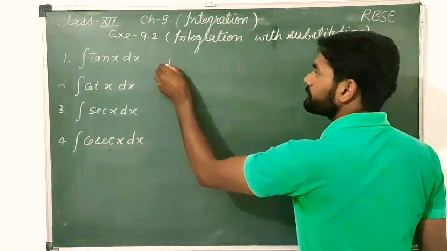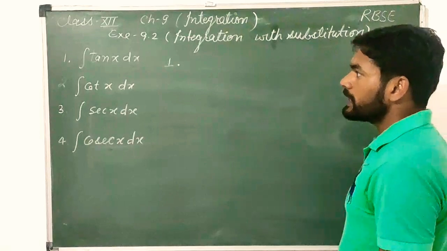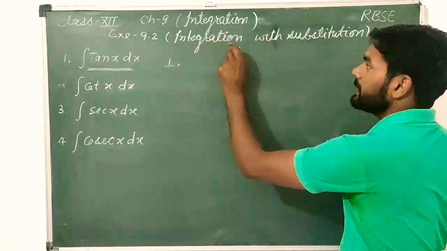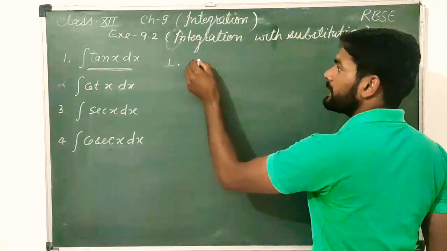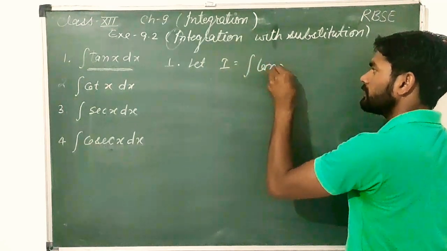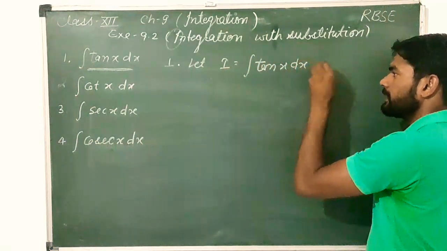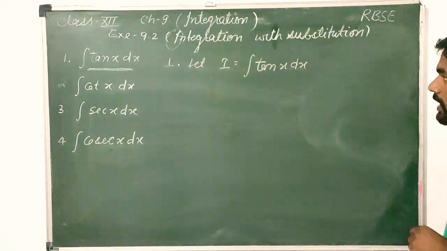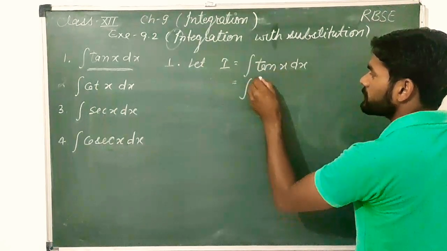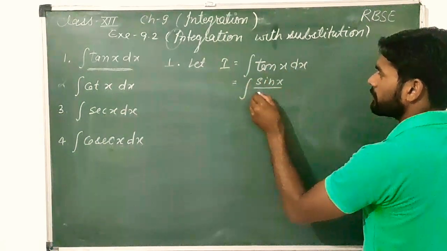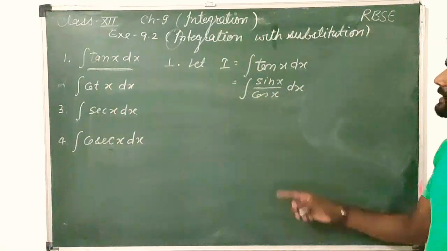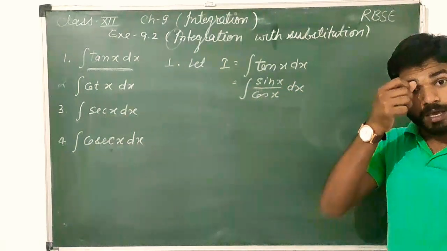First, actually इंटीग्रेशन को अपन I से denote करते हैं. So let I is equal to integral of tan x dx, and we know that tan x is equal to sin x upon cos x.